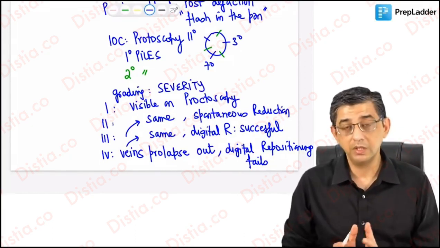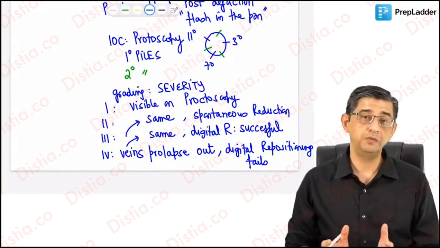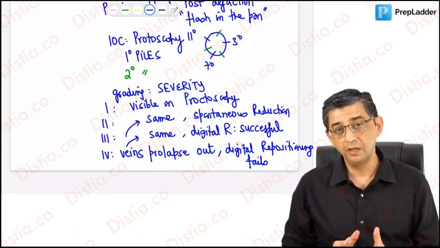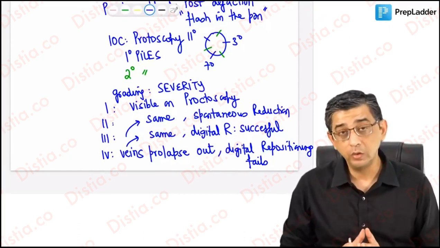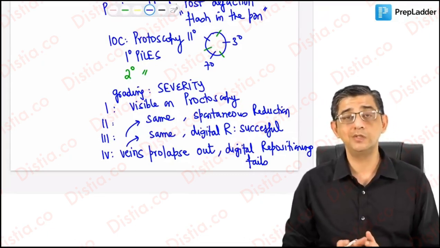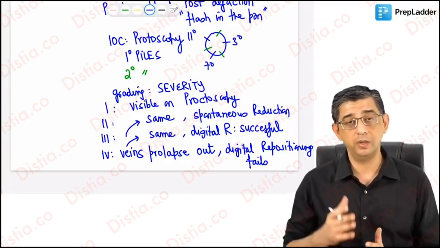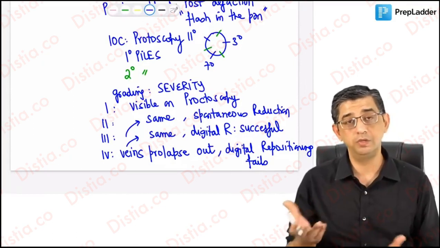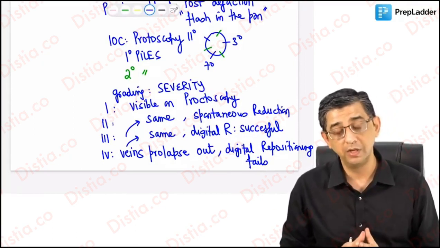I'll give a bit from surgery: grade 3 and grade 4 piles, you will be going for surgery, that is a hemorrhoidectomy. On the other hand, when it comes to a grade 2 pile, you can either go in for banding or cryosurgery. Cryosurgery is usually preferred nowadays because you apply a liquid nitrogen probe and the tissue will freeze and the pile will basically fall off.